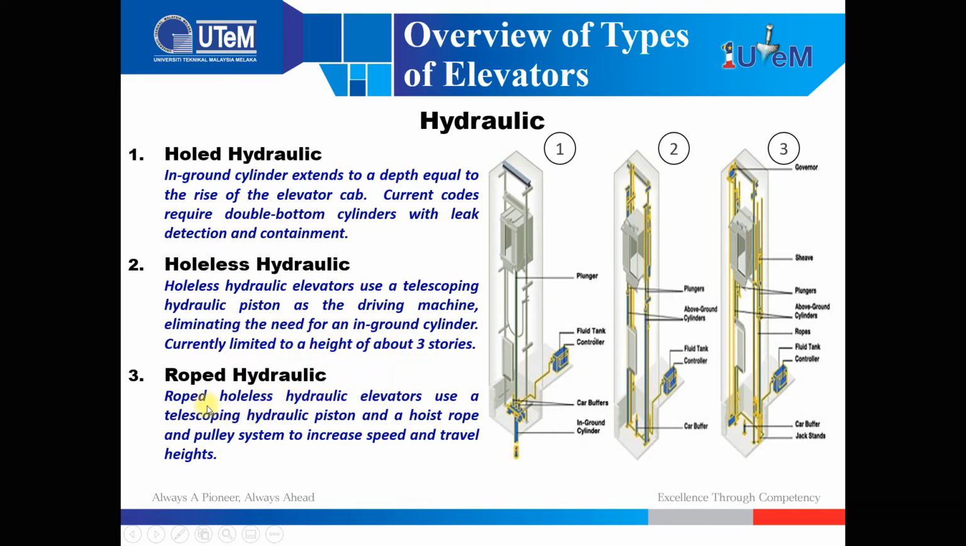Okay, how about the rope hydraulic? Rope hydraulic is a rope holeless hydraulic elevator. So means dia still menggunakan cylinder, but at the same time dia ada mechanism of the rope. Okay, uses a telescopic hydraulic piston also, and the hoist rope and pulley system. Okay, so dalam holed, dia ada in-ground cylinder, dia tak ada gunakan rope ataupun pulley system. Tapi untuk holeless dia tak ada in-ground cylinder, tetapi dia menggunakan piston. Untuk rope hydraulic, dia tak ada in-ground cylinder, dia ada hydraulic piston, and at the same time dia ada hoist rope and pulley system. Bila dia menggunakan rope, ada menggunakan pulley lah. Okay, so that is the way how to differentiate between this category of hydraulic type lah.